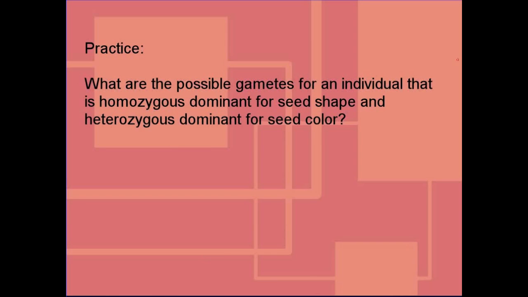The best way to do that, once we know the parent, is to do FOIL. So the possible gametes are going to be the first allele for each, which in this case would be big R, big Y. Then the outer, which would be big R, little y. The inner, which would be little r, big Y. And the last of the two alleles, little r, little y. And once we know that information, we can set up the dihybrid cross and carry the letters down and over like we do in a normal Punnett Square. So again, pause the video and do this practice problem.